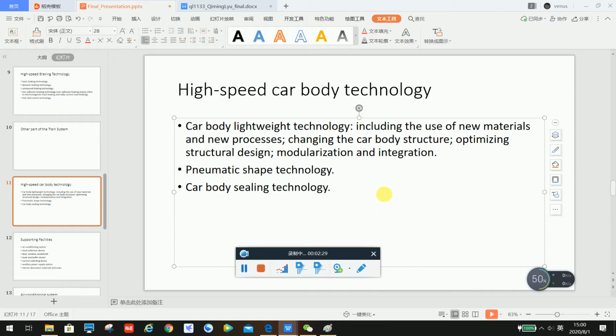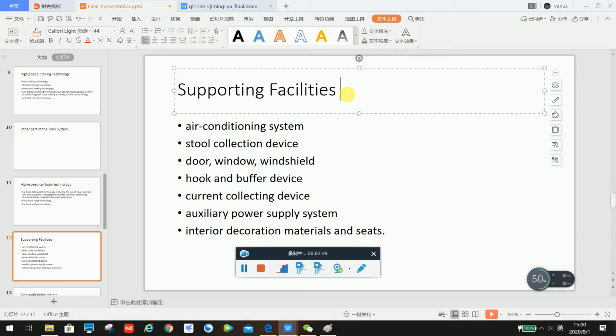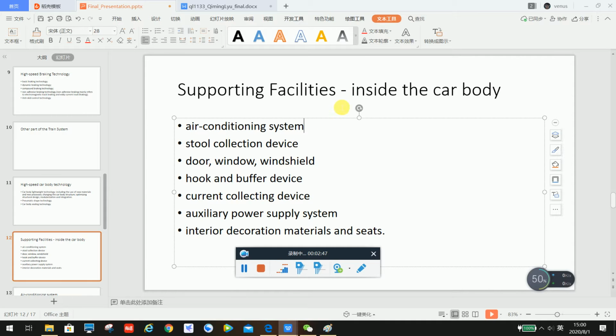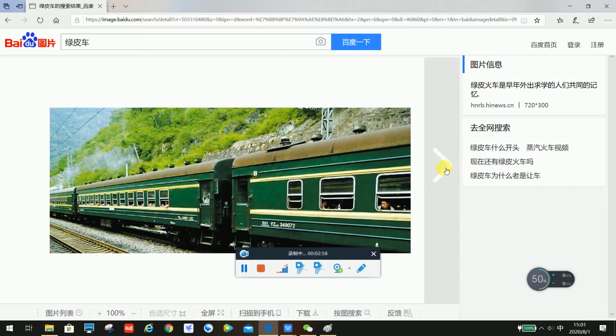Except for the body, which is very important, the inside of the body is also important. So the supporting facilities, we can see inside the car body. There are many subsystems. They are also very different from the old trains. The old train has a window, right? Look at this, it's a good example. We can see the window is open.